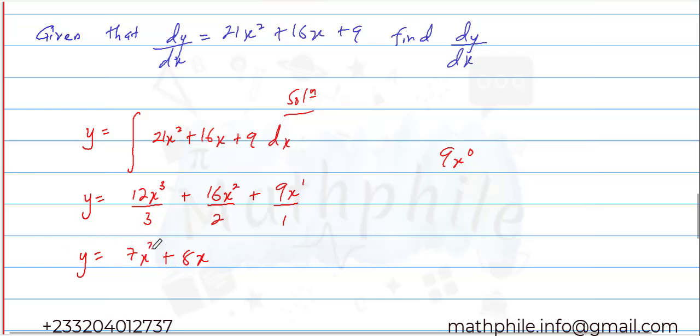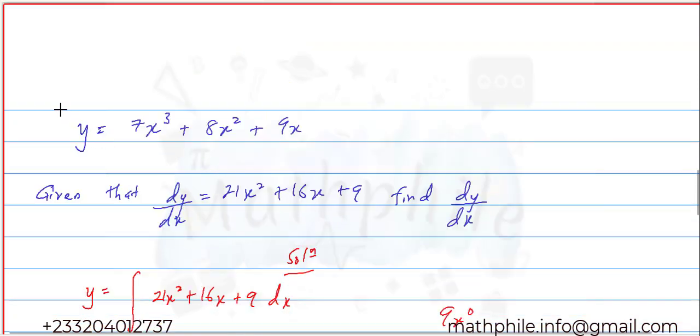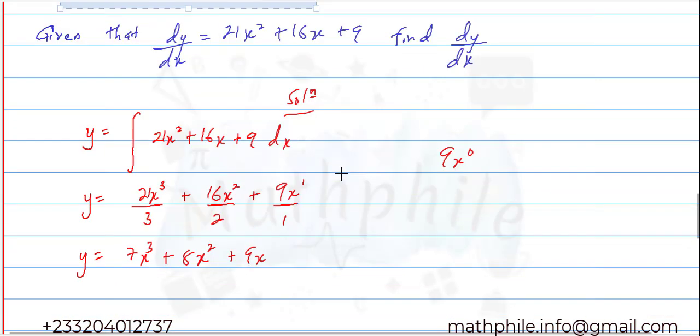I have a lot of 7x cubed plus 8x squared plus 9x. So this was 21 and not 12. Okay, so that's the function we originally started with. You can see that is the function in blue, and that's the answer we got.